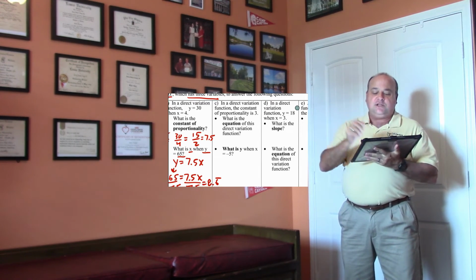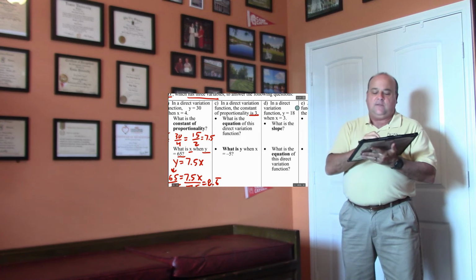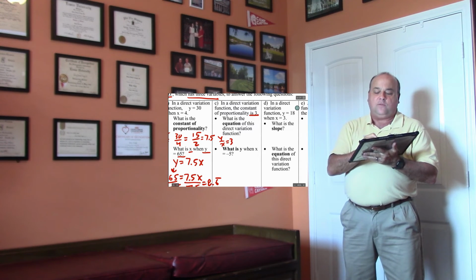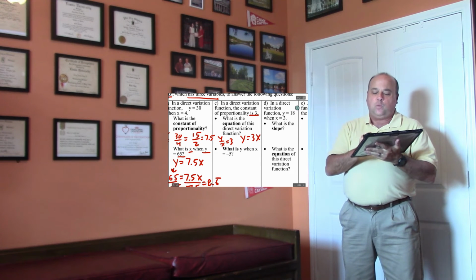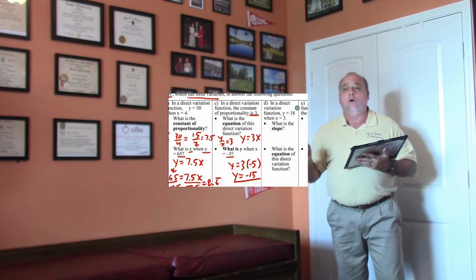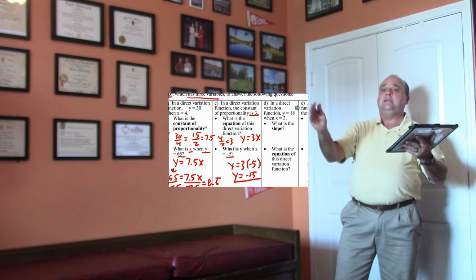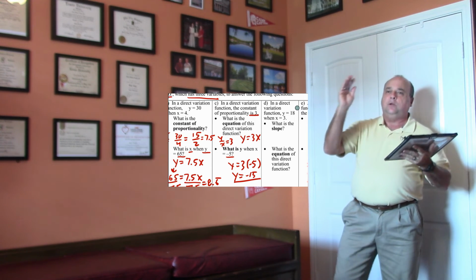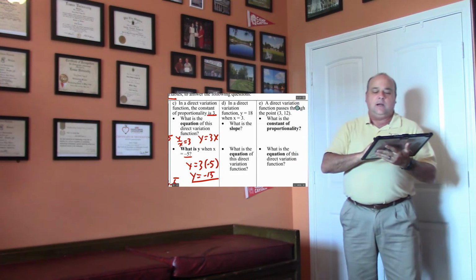In a direct variation, the constant of proportionality is 3. That means y over x is equal to 3. So your equation is y equals 3x. What is y when x is negative 5? Y equals 3 times negative 5. Y would be negative 15. Piece of cake. This is not rocket science, people. It's pretty simple stuff. Let's go to letter D.